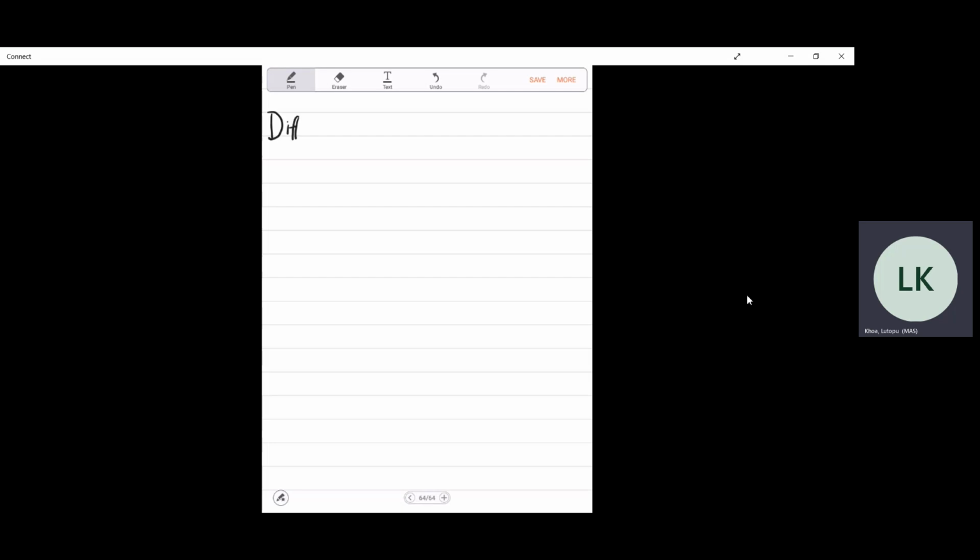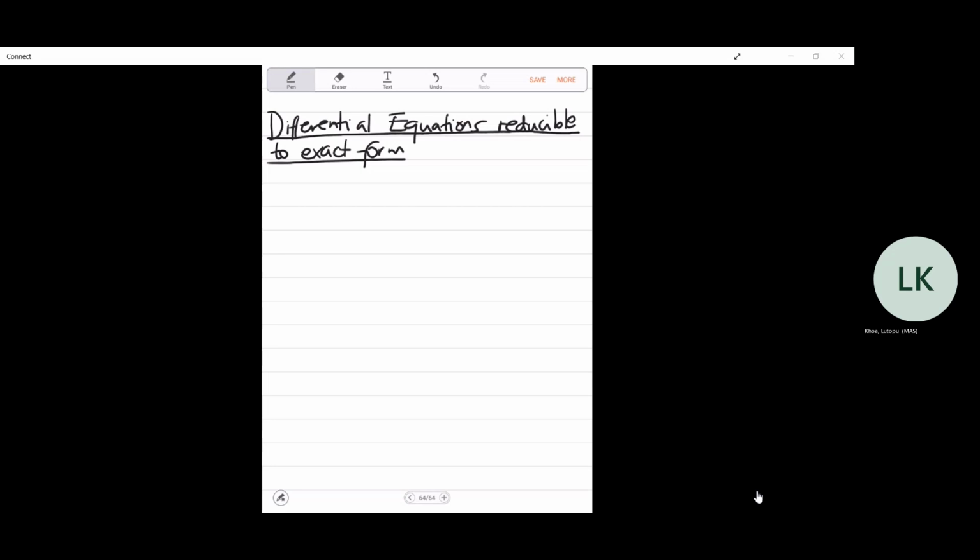Differential equations that are reducible to exact form. What this means is that these differential equations are not exact, but we can rewrite them or somehow make them exact.